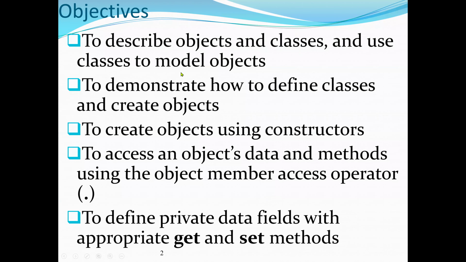So our main objective is to describe objects and classes and also use classes to model objects. We're also going to demonstrate how to define classes and create objects, and how to create objects using constructors. We're going to discuss two types of constructors: the default constructors and constructors with arguments. Also, we're going to learn how to access an object's data and methods using the object member access operator, which is normally the period.